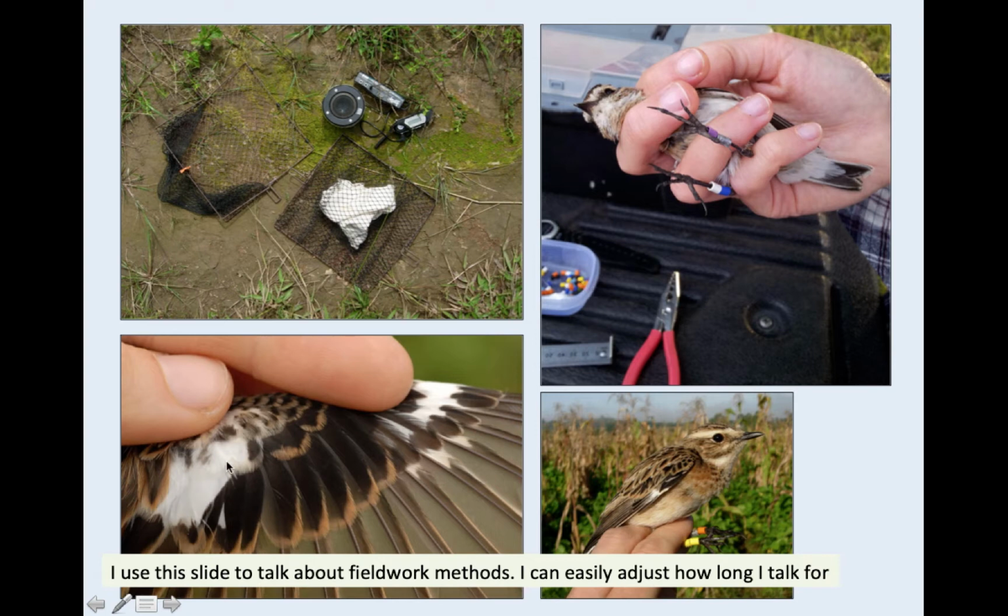This is an adult male because it's got lots and lots of white here and here, and nice beautiful feathers, and nice and dark. If it was a juvenile bird, it would have really scratty feathers and not very much white. And here's a female, it's not got very much white on it. Again, I can talk for a long time about this slide and probably keep you quite engaged, or I can just move on. So this is a really great way of adjusting how long you talk for.